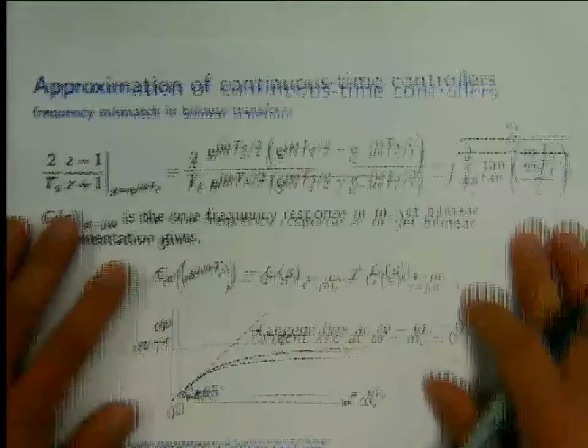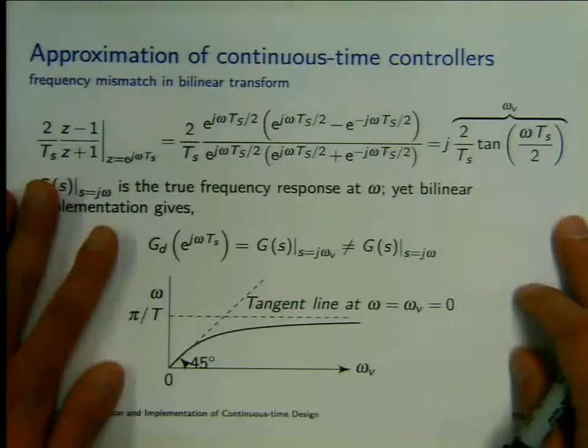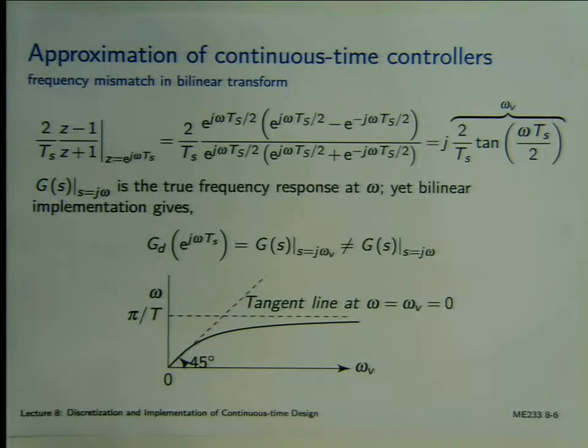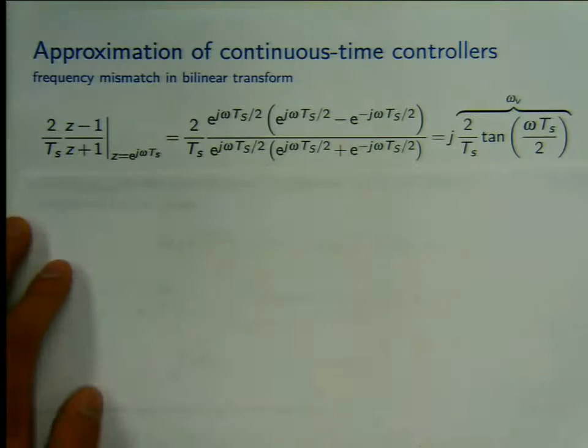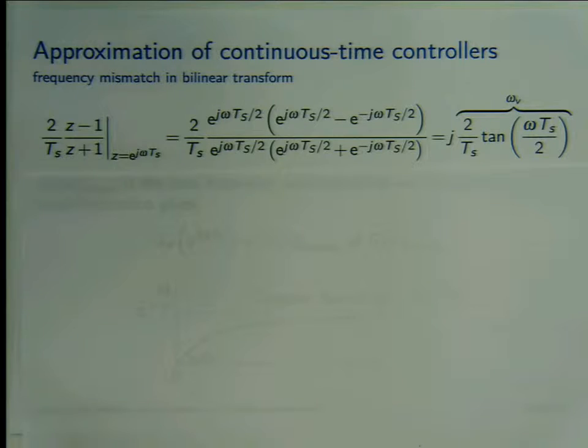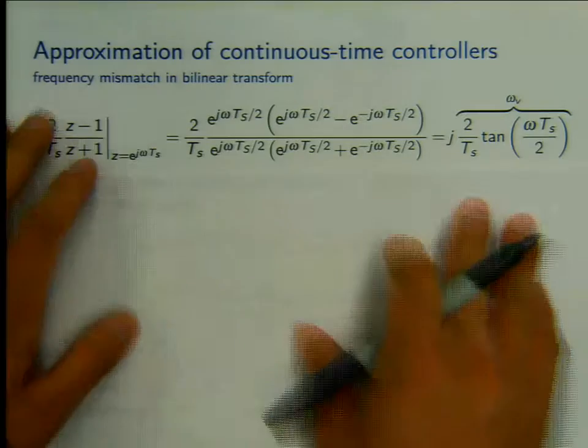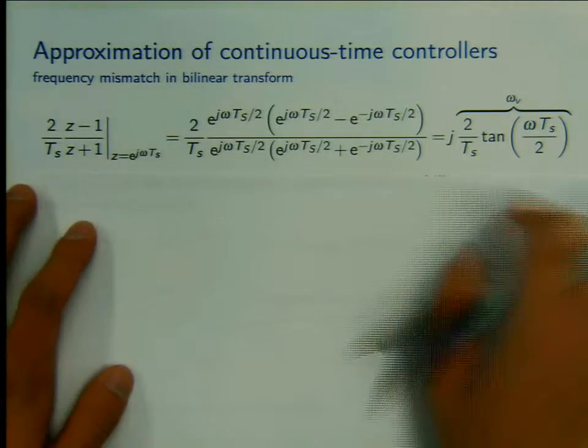Okay. Missing one page. Oh, here. So there's one thing very important to keep in mind about the bilinear transformation. One good thing is, as I have explained, it maintains the stability. If in the continuous time domain the transfer function is stable, then the discretization is also stable. That's actually very useful. But one thing you have to keep in mind is this.